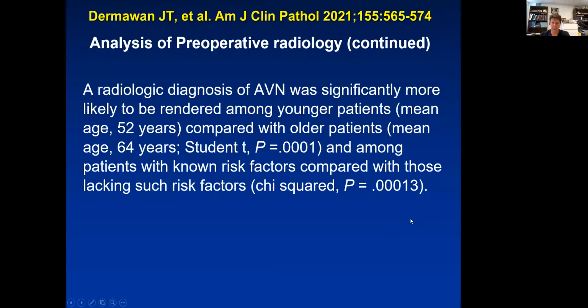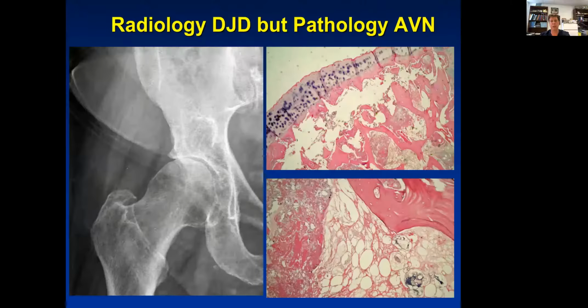than those that lacked those risk factors. And by the way, while I'm thinking about it, about 51% of our cases of AVN were idiopathic, which means about 49% did have AVN risk factors. And that's fairly consistent with the literature. A slight majority of patients with AVN will lack those risk factors. And in our study, those were the ones most likely to be missed, along with older patients.